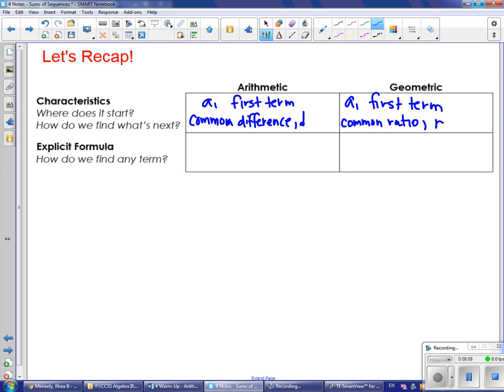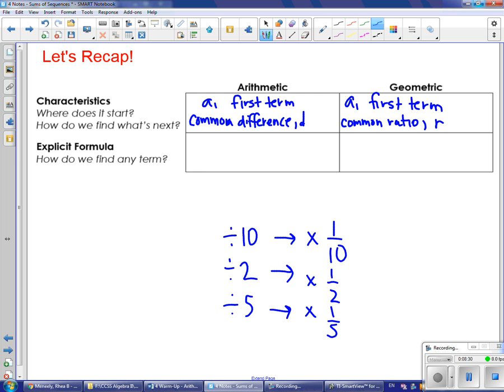If you're dividing by 10, that's going to be the same thing as multiplying by 1/10. If we're dividing by 2, that's the same thing as multiplying by 1/2. So if your pattern involves division, so if we're dividing by 5, for example, that's going to correspond to multiplying by 1/5. And you can certainly change any of those fractions to a decimal if you want. But when this is your pattern, this is your actual common ratio. You want to turn it into multiplication.